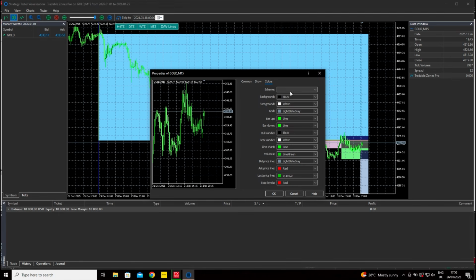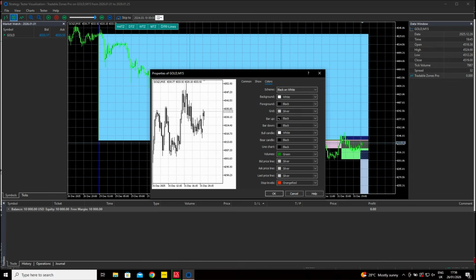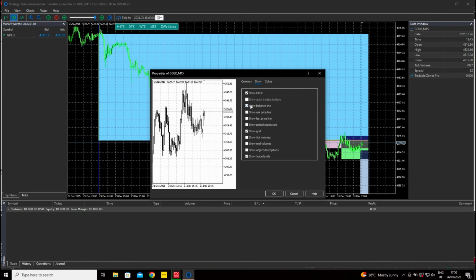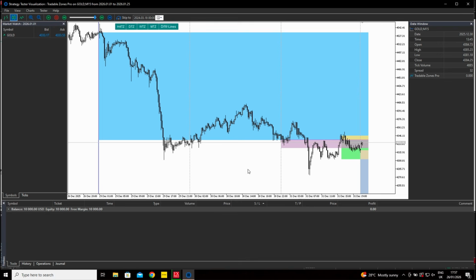We'll use the light chart, so we'll use black on white, and then we'll hide the grid so that it is more clear. All right, so here we have the indicator, and now let me also hide the weekly and the monthly so that we have only the daily and the H4 showing in the test.